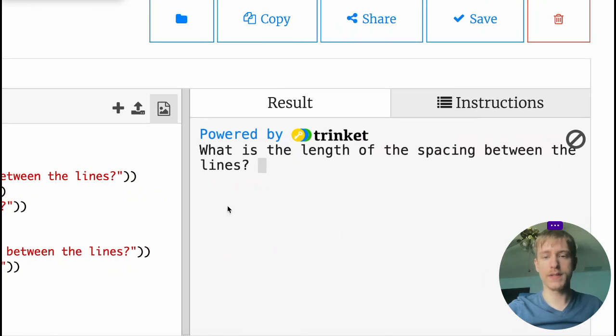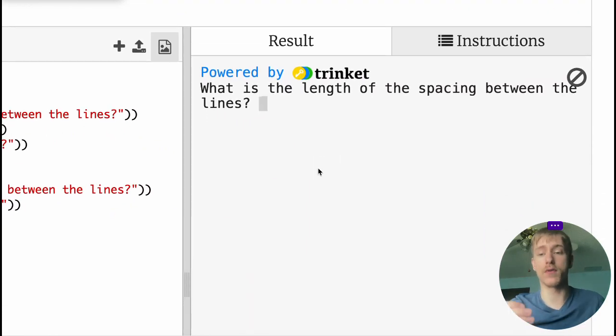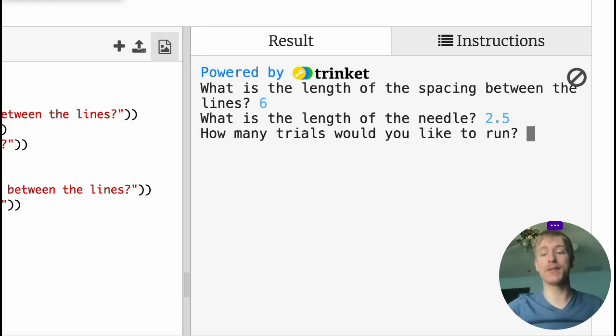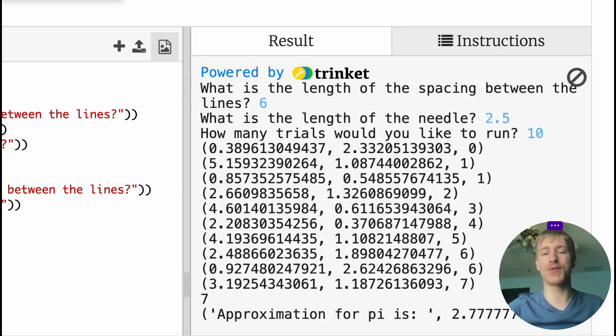Okay, so what is the length of the spacing between the lines? You can pick whatever you want. Okay, I'm going to be unusual. Usually I pick 10, but we'll pick 6. Length of the needle, 2.5. I don't know. And how many trials do you want to run? Let's just start off easy with 10 trials.